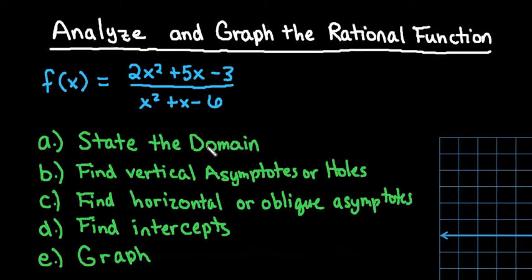The first thing is we want to look at the domain, because we want to see if there are any restrictions on our x values. We want to find the vertical asymptotes or the holes in the graph, find the horizontal or oblique asymptotes, find the intercepts, and then we will graph after we find all of those pieces. For graphing, we can pick some points in our domain to plug in to see which way the graph is going to go.